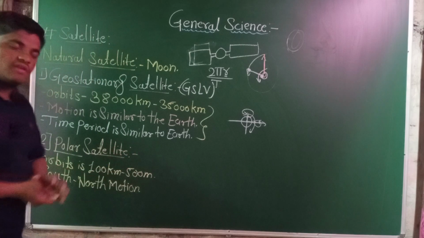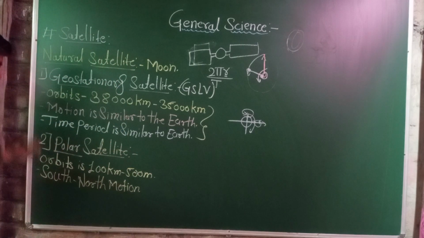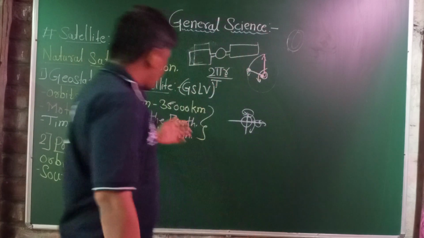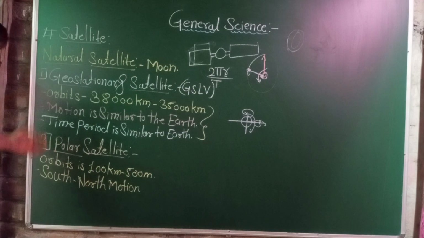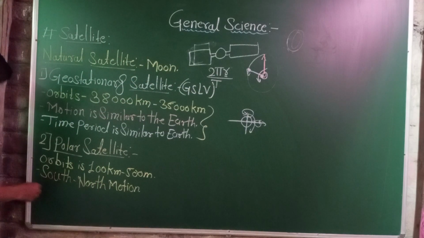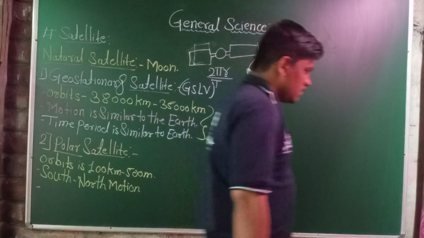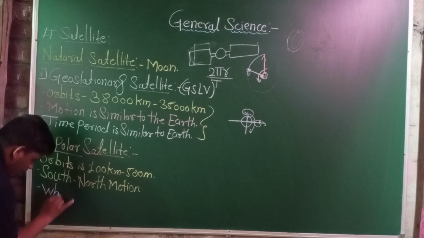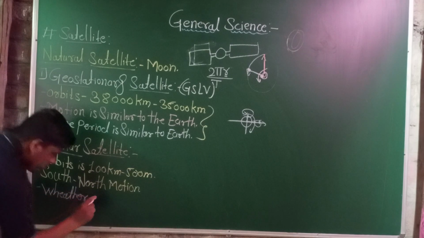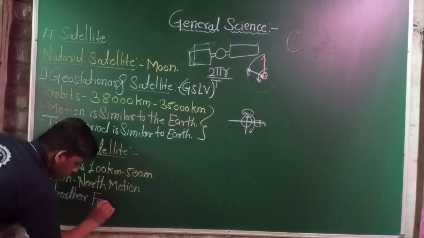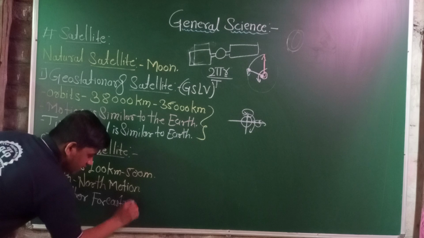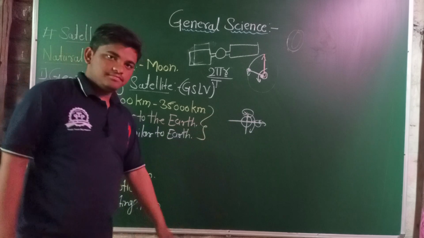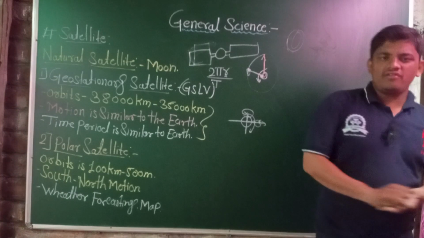This is the basic difference between the motions of GSLV and PSLV. The time period of the polar satellites is much less. The polar satellites are used for weather forecasting and mapping of the particular area of the earth. This is all about the basic information of the satellites.